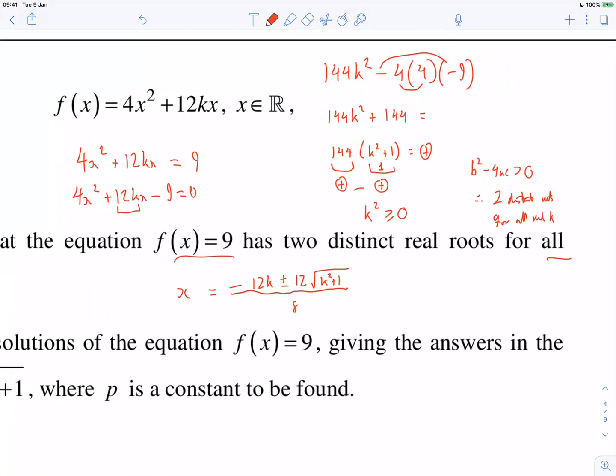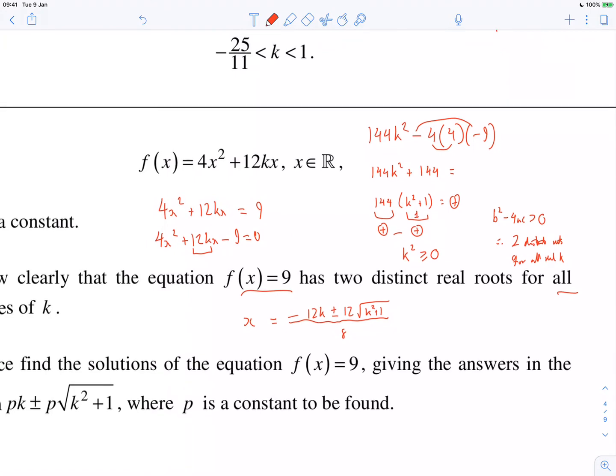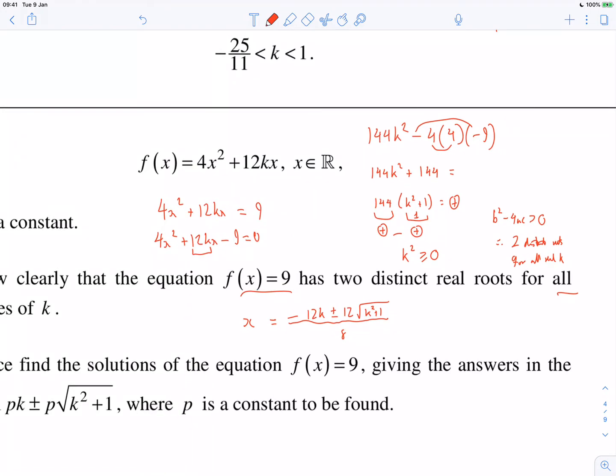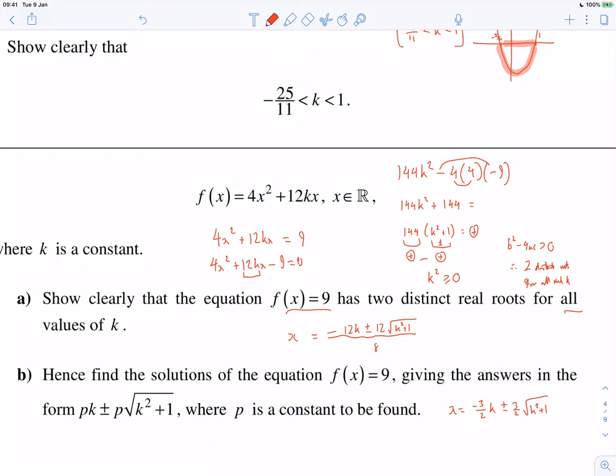So there's common denominator things going on here. So 12 over 8 you can divide by 4 to get 3 over 2. So x is going to equal minus 3 over 2k plus or minus 3 over 2 lots of the square root of k squared plus 1. So in actual fact, it looks like p equals minus 3 over 2. And if you have a minus in front of the plus minus thing, that just becomes a minus plus, and essentially it's positive or negative, so don't have to worry about that.